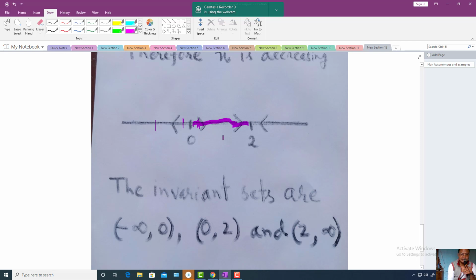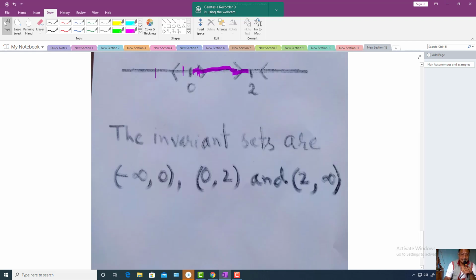That means points on this open interval will remain here only, it cannot move out of this set. Therefore it is called an invariant set. Similarly 2 to plus infinity is also an invariant set. So these are the invariant sets. What is the rule? You consider one point in the invariant set, then the movement or orbit of that point will be confined in that invariant set. That is why we call it an invariant set.